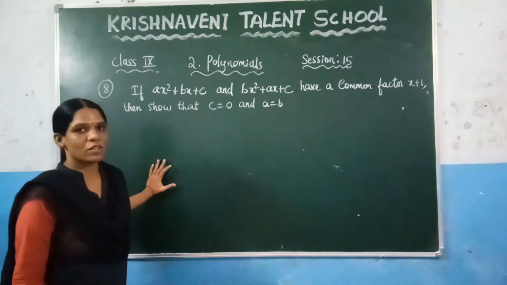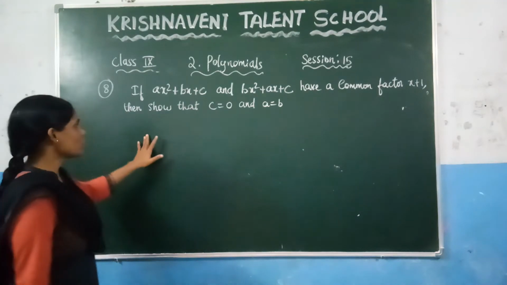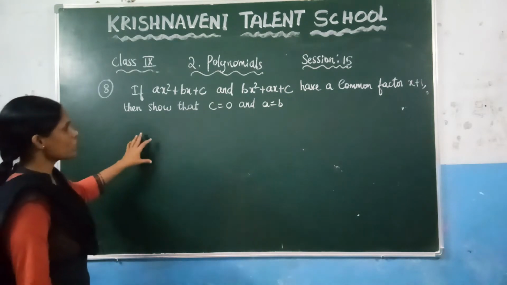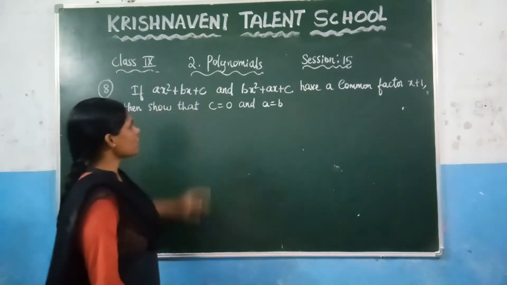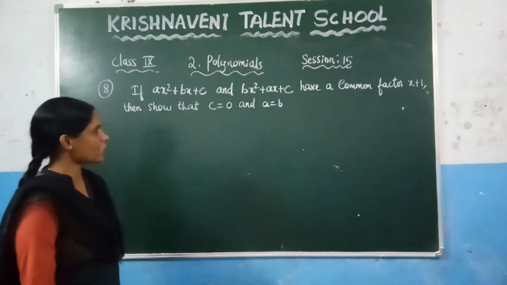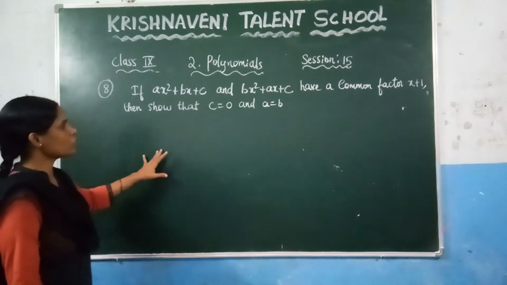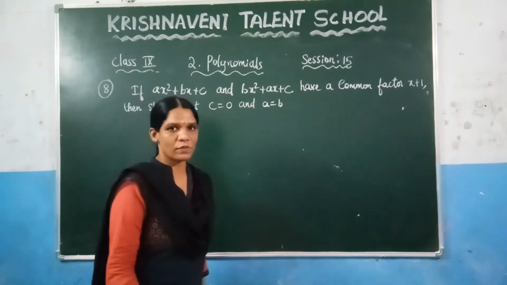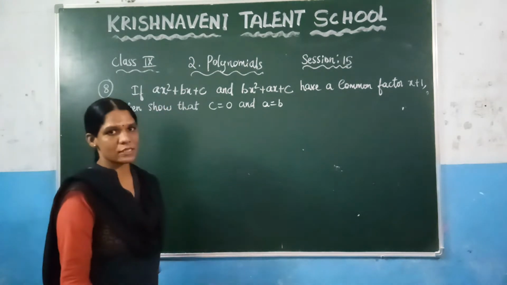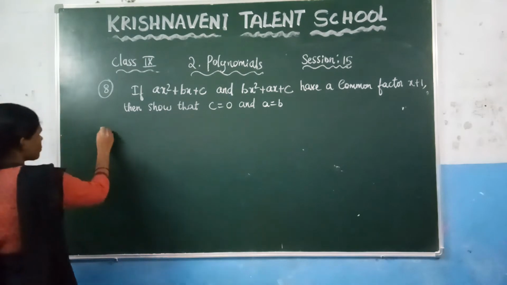Now we are going to solve the next problem in exercise 2.4, which is the 8th question. So what's the question given here? If ax square plus bx plus c and bx square plus ax plus c have a common factor x plus 1, then you need to show that c is equal to 0 and a is equal to b. This is the condition we need to show here.